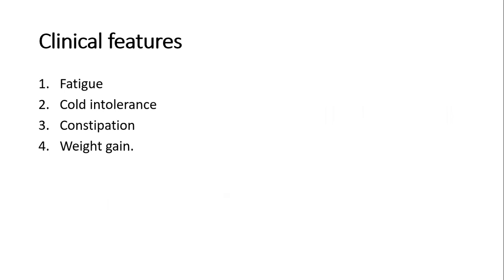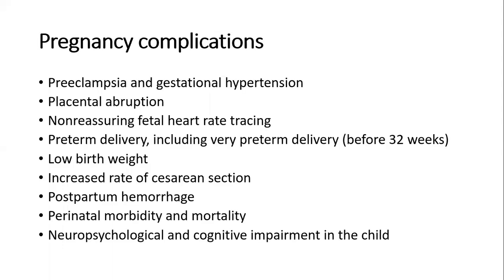So for the features, they can present with fatigue, cold intolerance, constipation, weight gain. For the pregnancy complications, it usually may lead to preeclampsia and gestational hypertension, placental abruption, non-reassuring fetal heart rate, preterm delivery, including a very preterm delivery, that is before 32 weeks of age. We have a low birth weight, increased rate of cesarean sections, perinatal morbidity and mortality. Can also have neuropsychological and cognitive impairments in the child.